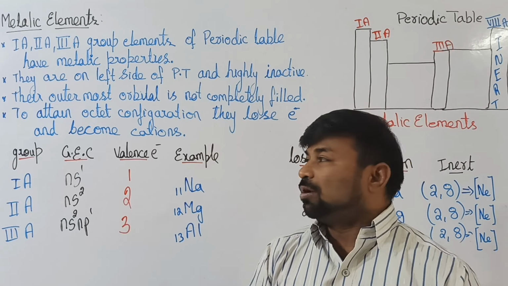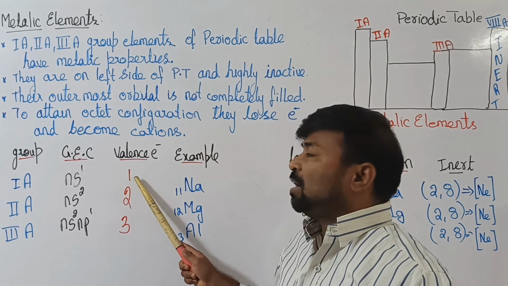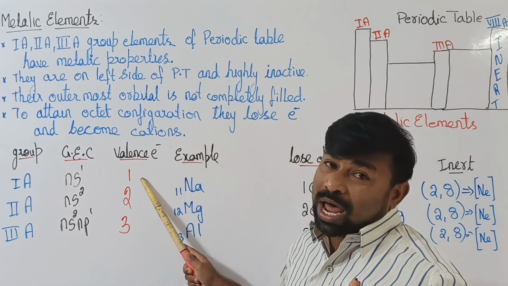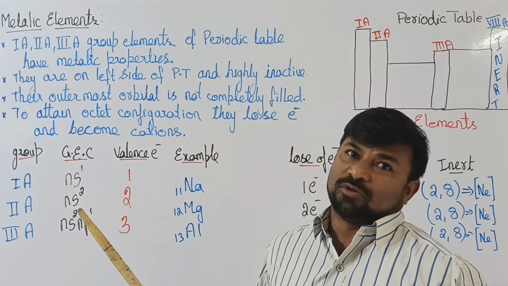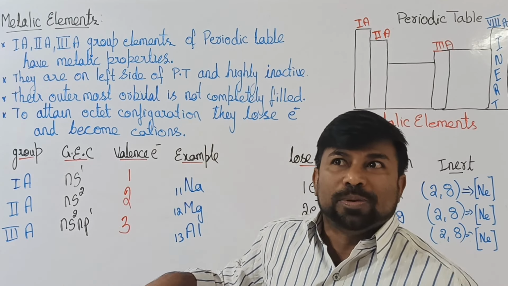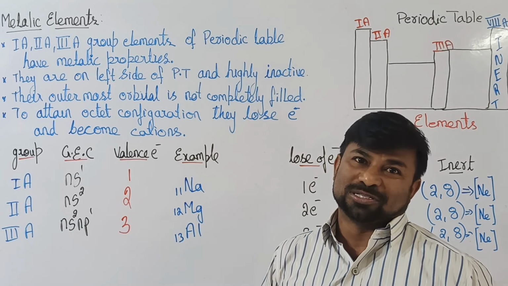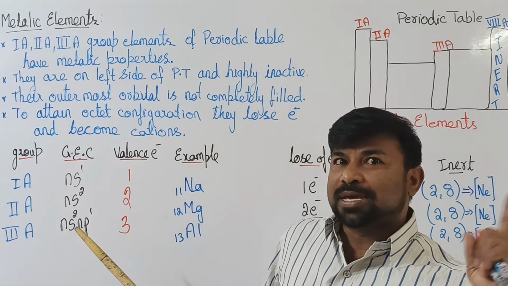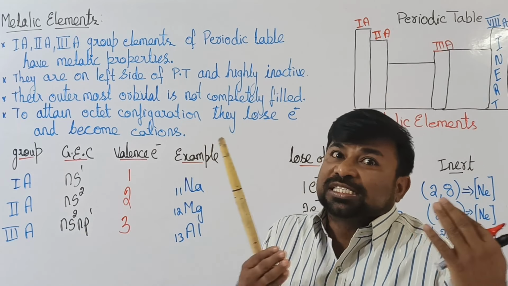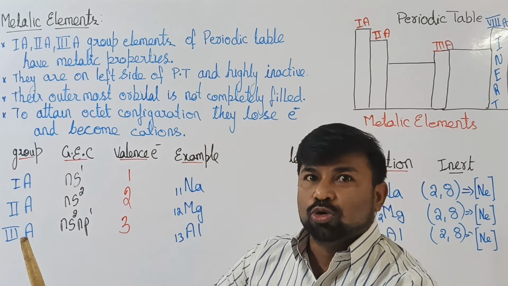Please calculate: 1A group elements have 1 valence electron and are ready to lose that 1 electron. Why? Because getting 7 more to become 8 is not practically possible. Whereas second A group elements have 2 valence electrons; to become 8, they need 6 more. So instead of getting 6, they are ready to lose 2.